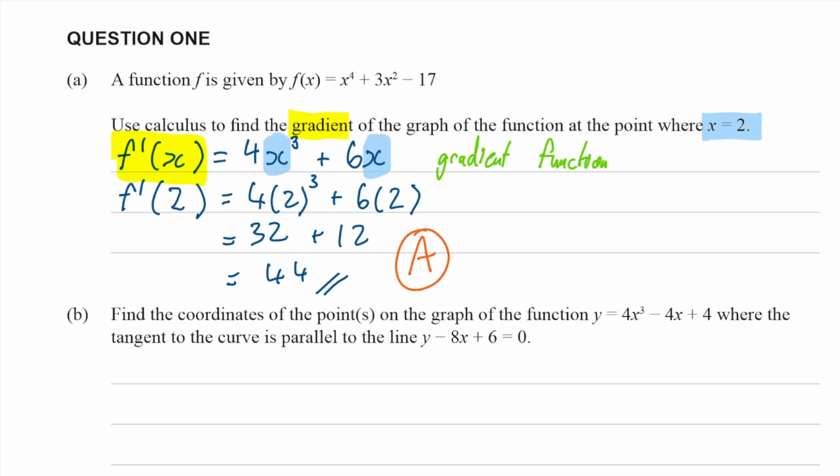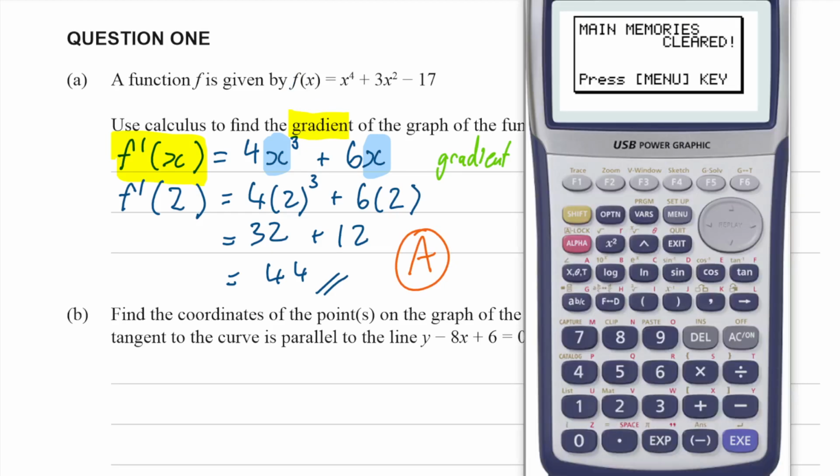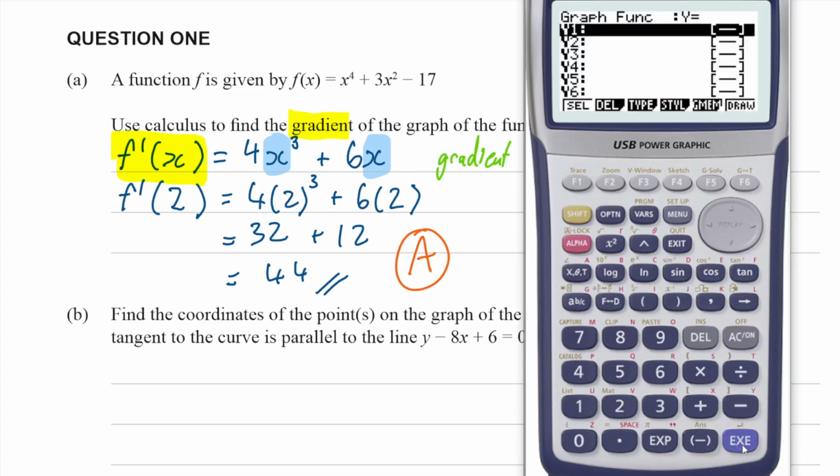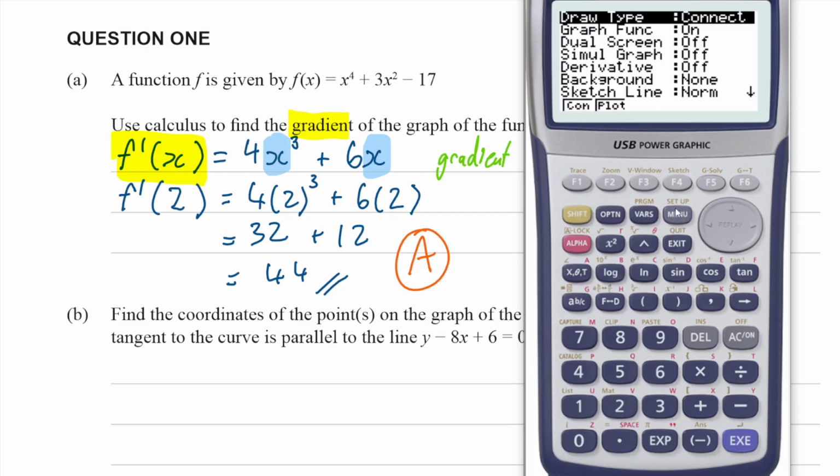I will show you how you can check on your calculator. This will not get you the marks, however, it's good to know how to use your calculator to check. So we go menu graph. Now in an exam your calculator is reset, so you do need to turn this setting on. So it's shift menu to go to setup, and you see the word derivative. We want to turn that on, so F1.